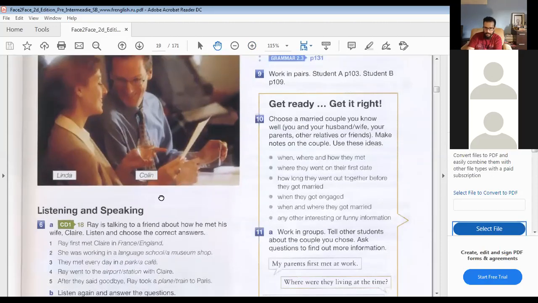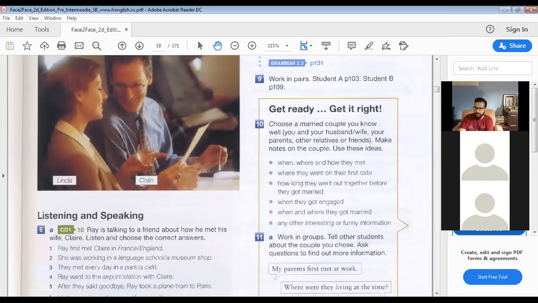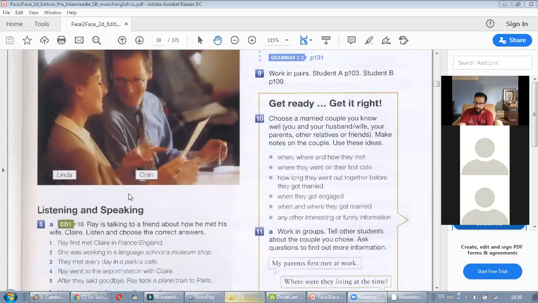Can you see it? Number 6, the first section, number 6A. It says here, Ray is talking to a friend about how he met his wife, Claire. So we have 2 characters, 3 actually. Ray is talking to a friend about Claire, and Claire is Ray's wife. Listen and choose the correct answer. So it's a listening exercise. Let me play the track for you. This way you can listen and find out. So track 18, let's go to track 18.